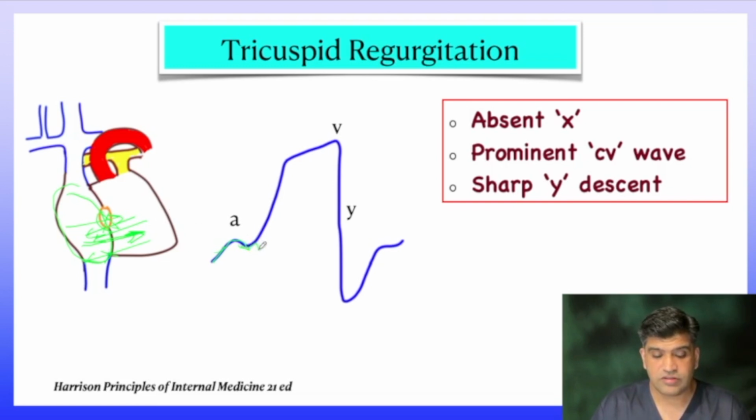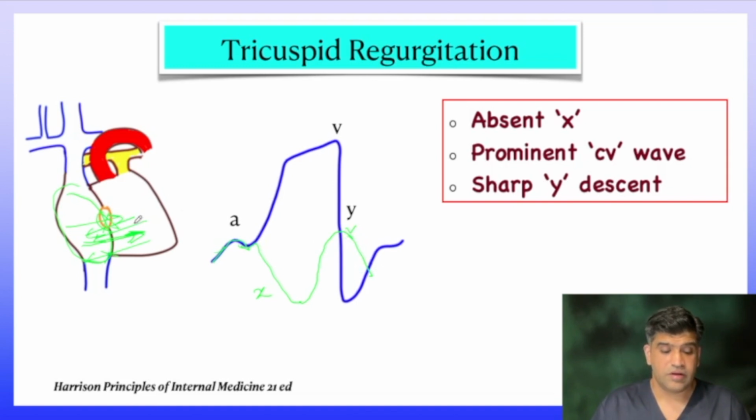Normally this should be the C wave and the graph should come down to form an X, which denotes the relaxation of the RA. After this, the RA will fill passively, and at V, the tricuspid valve will open and the RA will empty. So this should be the normal waveform.